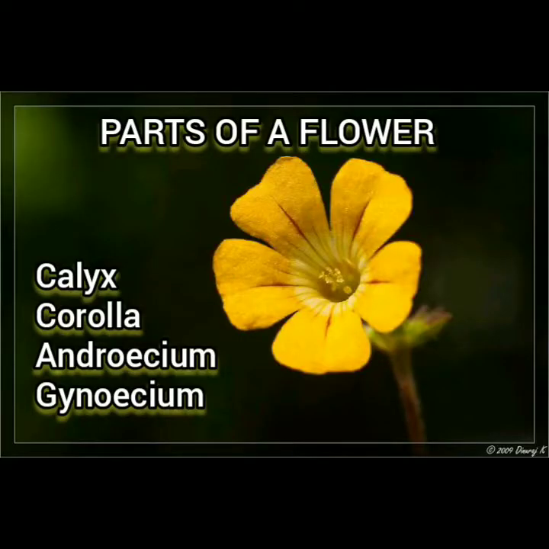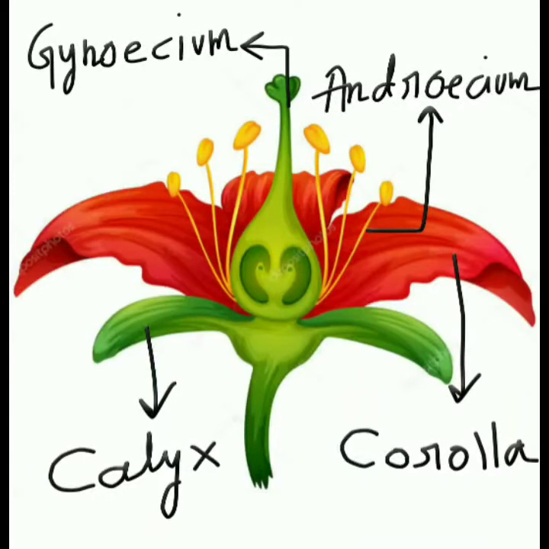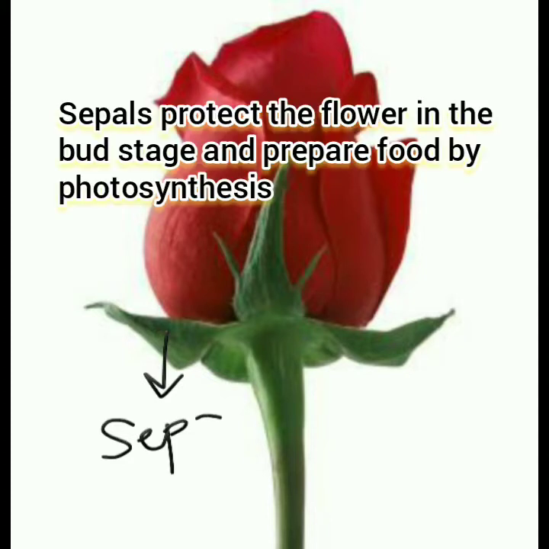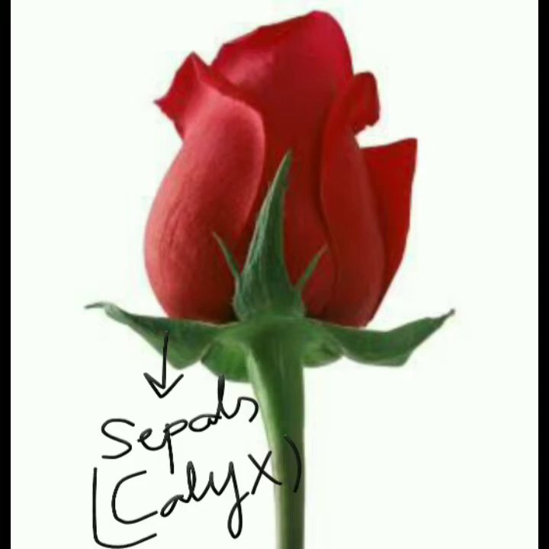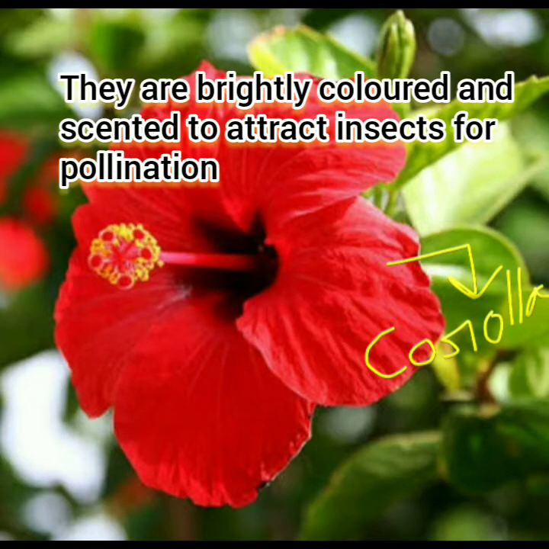Now let's read about the parts of a flower. So flower has mainly 4 parts. They are what? Calyx, corolla, androecium and gynoecium. So the green color part that you can see here are sepals, also called calyx. The second whorl of a flower is called corolla, consisting of a ring of petals.